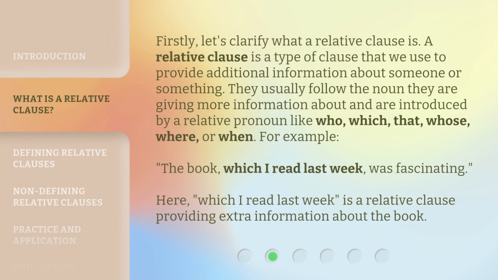Firstly, let's clarify what a relative clause is. A relative clause is a type of clause that we use to provide additional information about someone or something. They usually follow the noun they are giving more information about and are introduced by a relative pronoun like who, which, that, whose, where, or when. For example, the book, which I read last week, was fascinating. Here, which I read last week, is a relative clause providing extra information about the book.